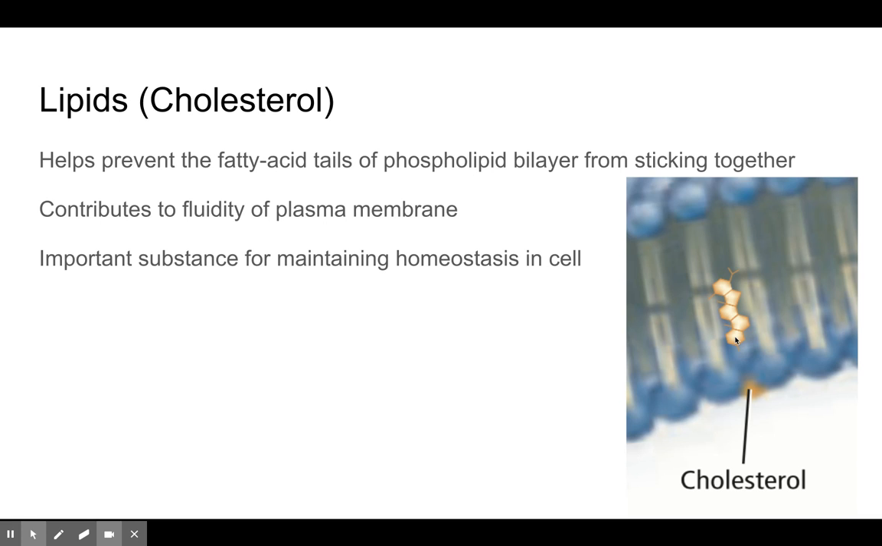That contributes to the fluidity of the plasma membrane. So the plasma membrane can move, it can change shape, and cholesterol is another reason for that. Because if those fatty acids stuck together, it would just form this clump, this big shape. And by having the cholesterol, we keep those fatty acids from sticking together, allowing the fluidity to happen. So cholesterol is an important substance for maintaining homeostasis in a cell.